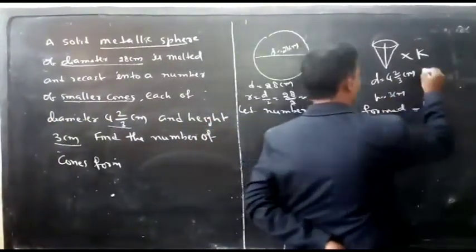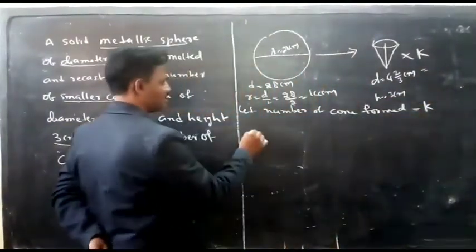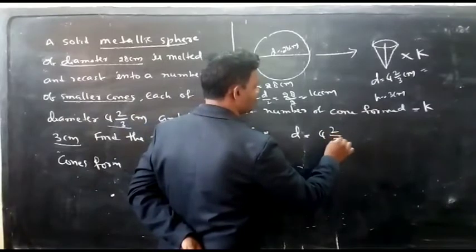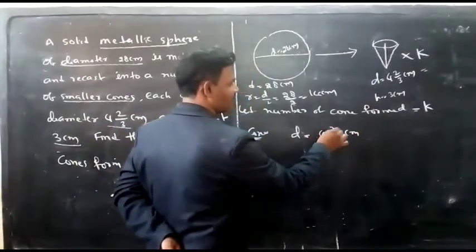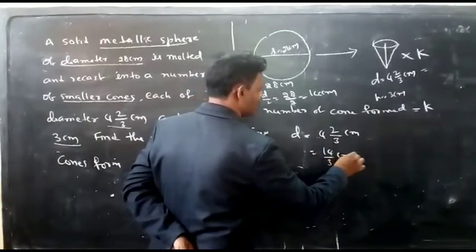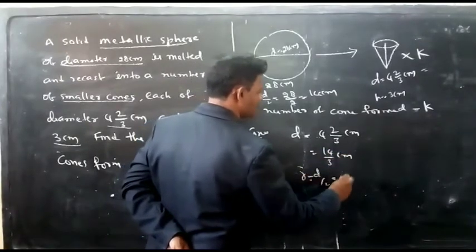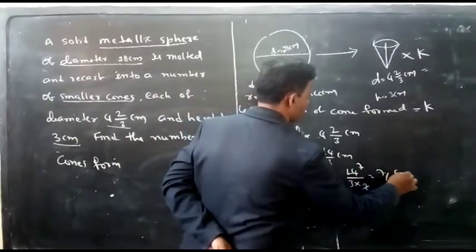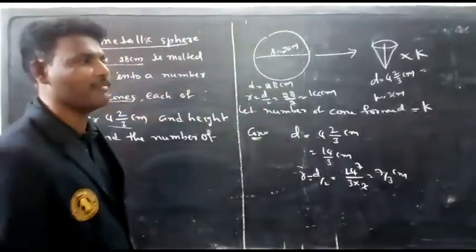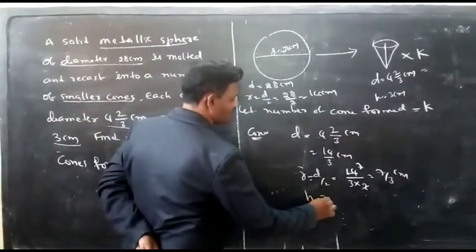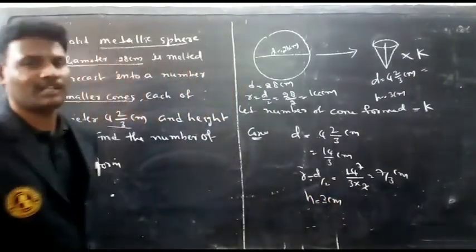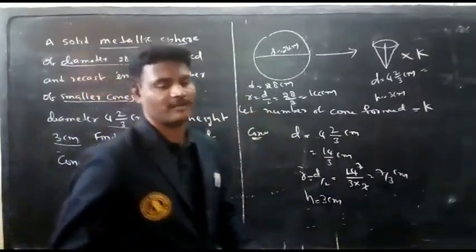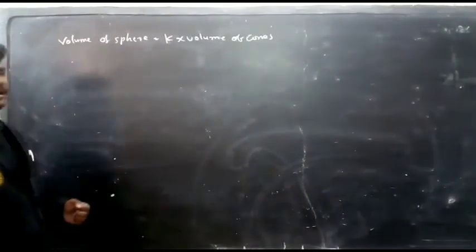Similarly, here also the diameter is given. Convert it as a fraction. First cone: diameter d is equal to 4 2/3 centimeters. 3 4s are 12, 12 plus 2, that is 14/3 centimeters. Then r is equal to d by 2 is equal to 14/3 into 1/2, which is 7/3 centimeters. Radius of the cone is 7/3 centimeters, and height of the cone is 3 centimeters. Now you have to find the value of k, the number of cones formed by the sphere.